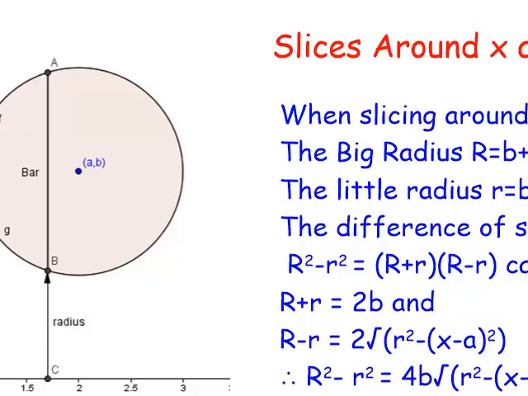We're also going to use the difference of two squares here. Big R squared minus little r squared can help us sometimes, because big R plus little r is just 2b in this case, and big R minus little r is 2 lots of the square root of r squared minus x minus a all squared. That's going to help us a little bit with our integration.